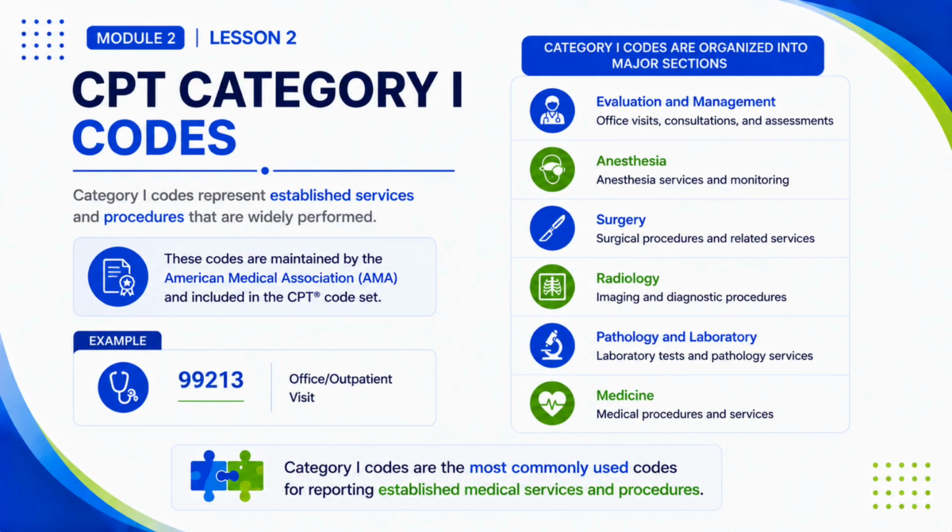Category 1 codes represent established medical services and procedures. They include sections such as evaluation and management, surgery, radiology, and medicine. For example, 99213 is a Category 1 code for an office or outpatient visit. These codes are commonly used in everyday healthcare reporting.